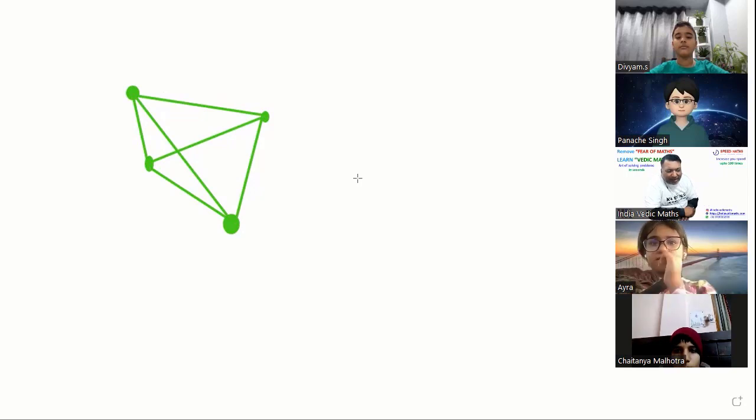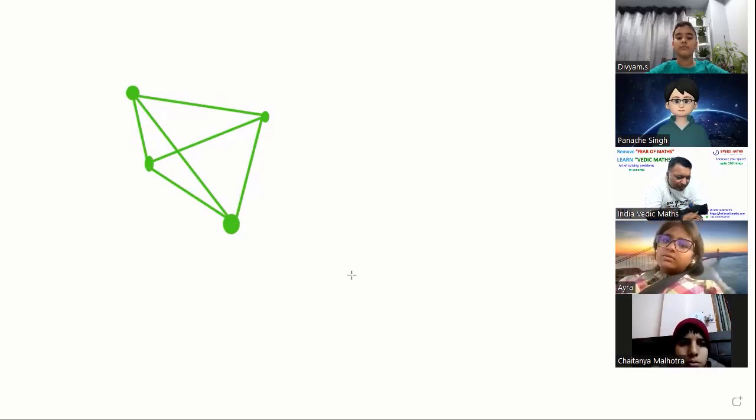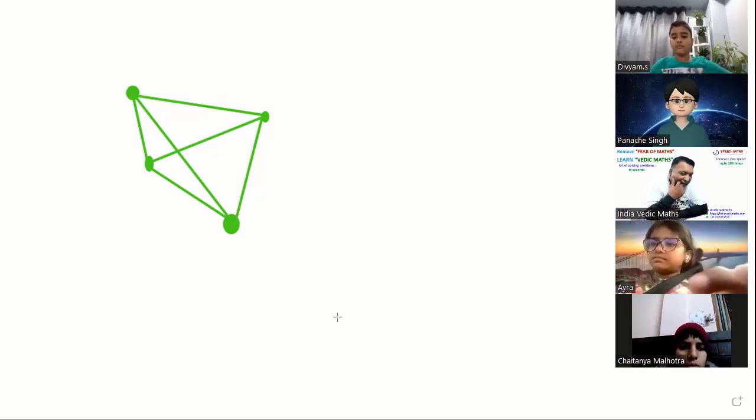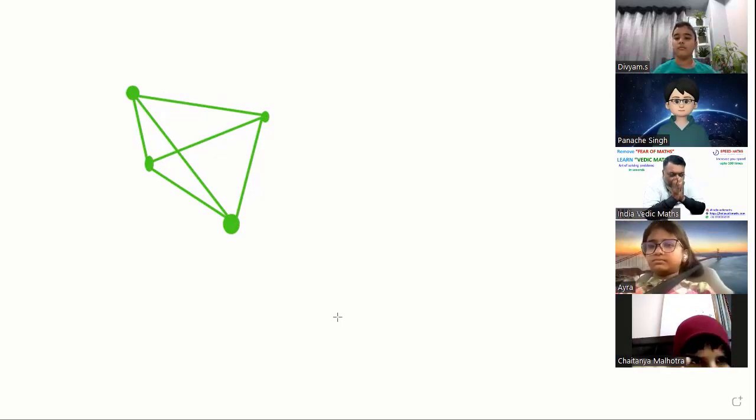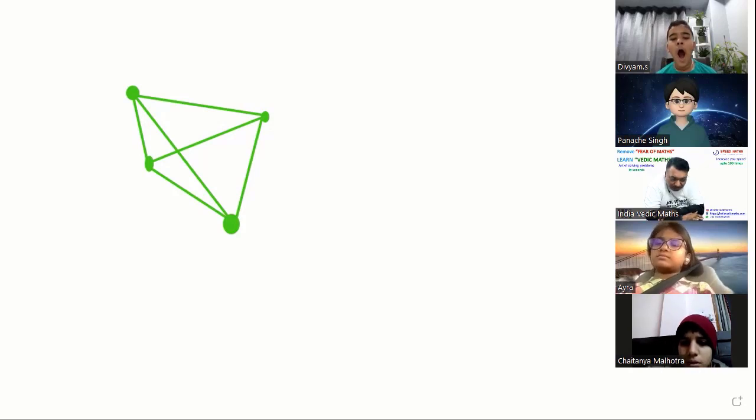Can everybody count how many angles are there inside this quadrilateral? How many angles are there? Can you count and tell me on chat, please, everyone? And then we are going to talk about types of angle. Count and tell me how many angles are there inside this quadrilateral. Okay, people are saying 12.